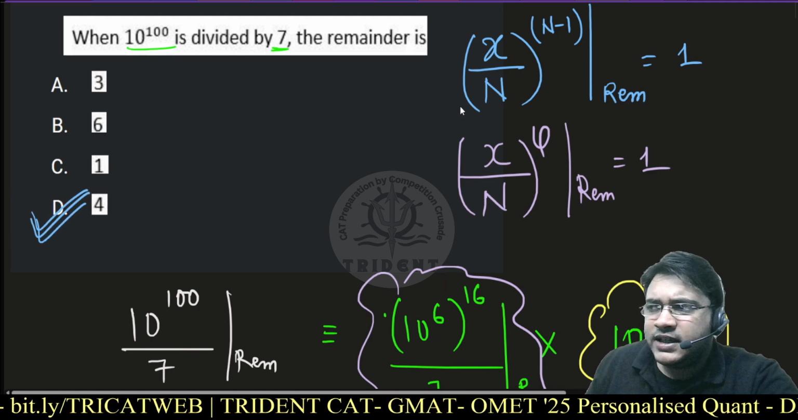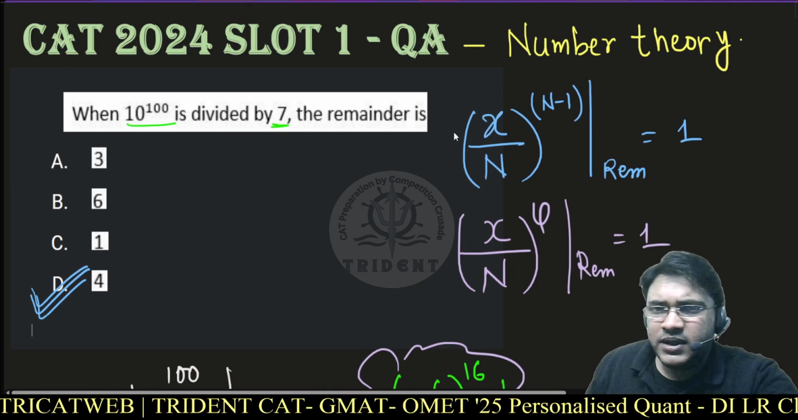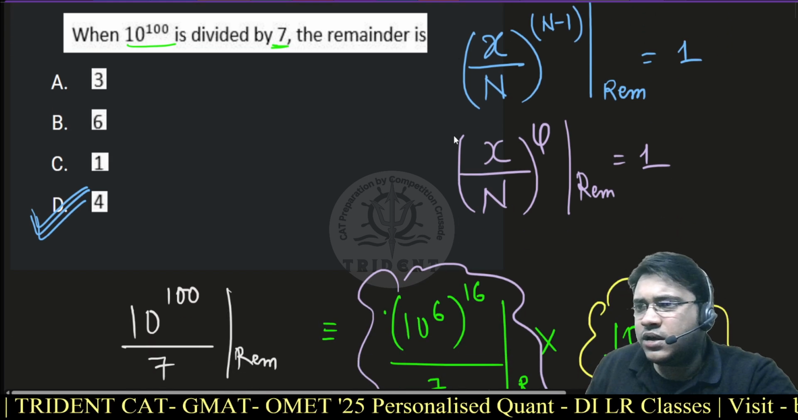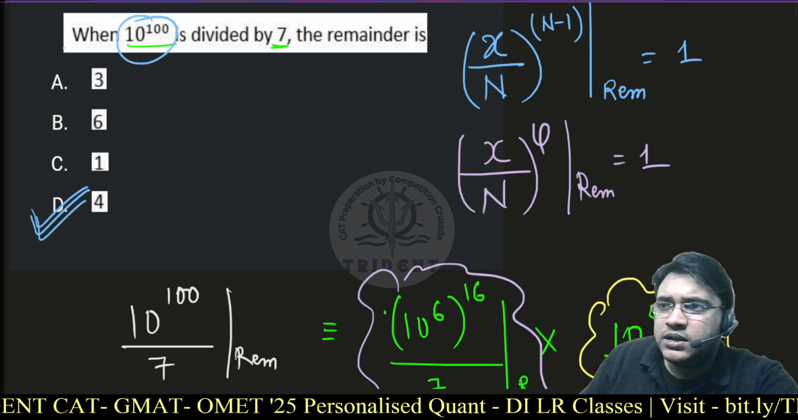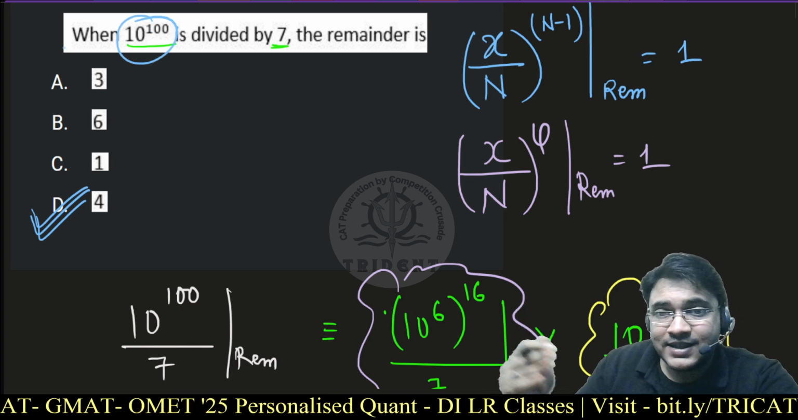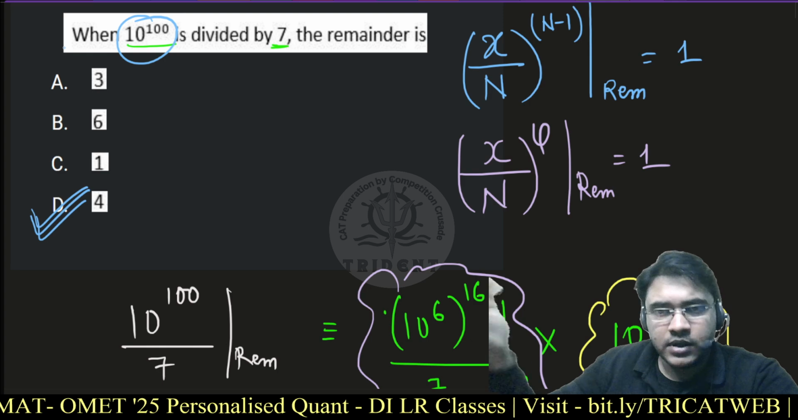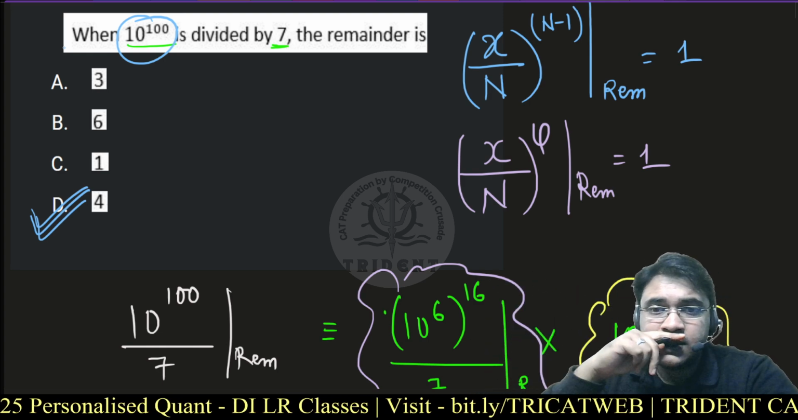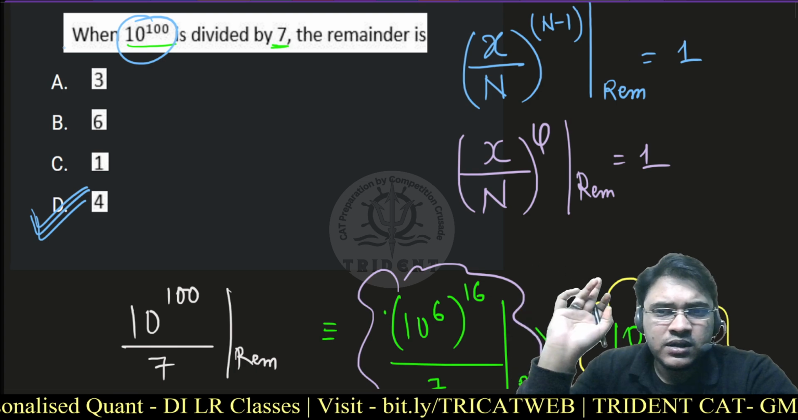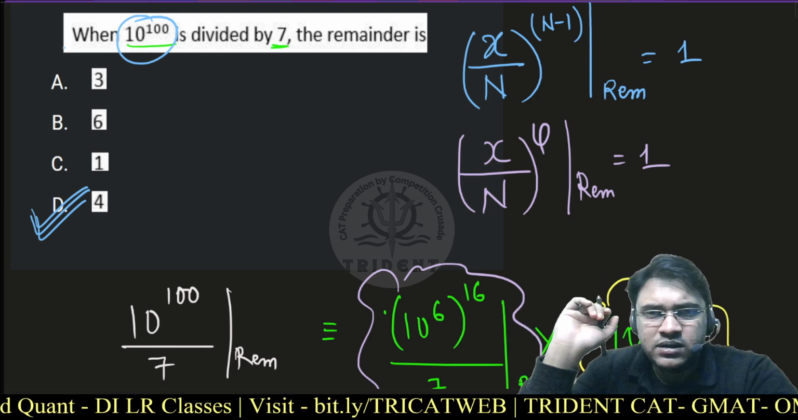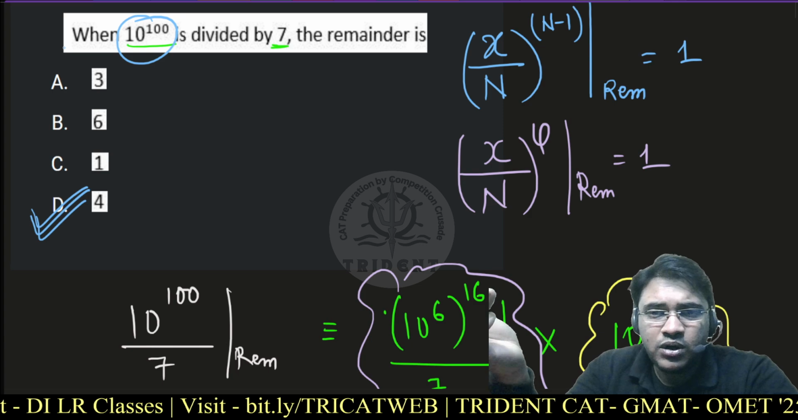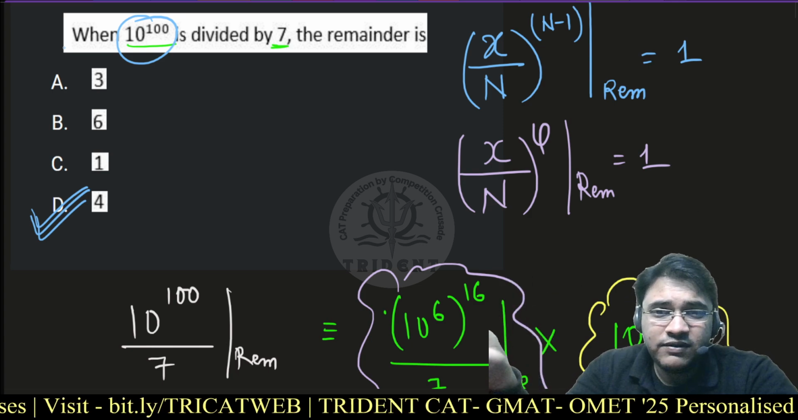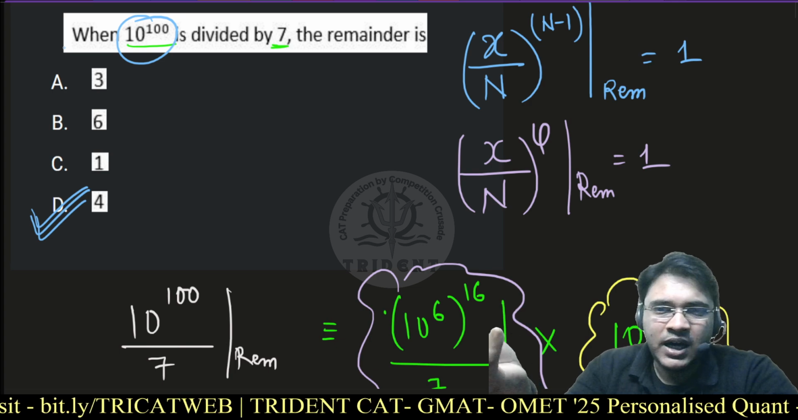Now I took some time to explain the theory a little bit. You really did not require the theory. You could have just gone and transformed this 10 raised to the power 100 as 10 to the power of 6 raised to the power of something else, so that we can directly apply Euler's theorem or Fermat's little theorem. Whichever one you are comfortable with, you can use. Finally, this is a very easy, simple question. I don't think this would have taken more than 1.5 minutes, maybe 2 minutes.